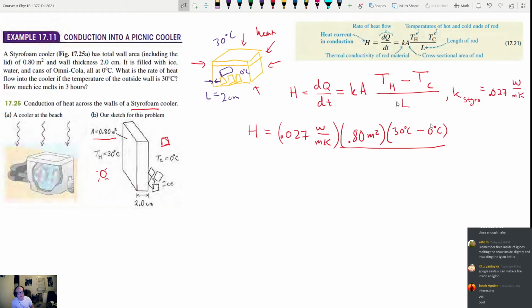Finally, we divide by the length that it's trying to pass through. In this case, that length, which is the width of our walls, is 0.02 meters or 2 centimeters. And from this, we can calculate exactly what the heat current H is going to be.